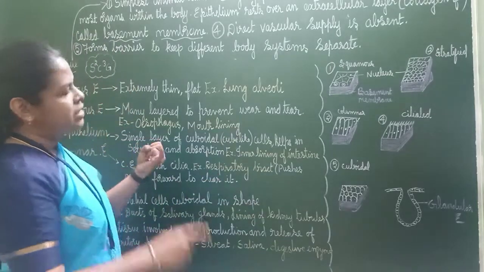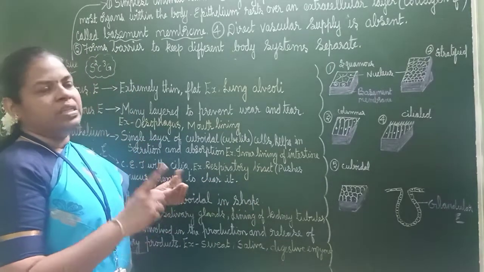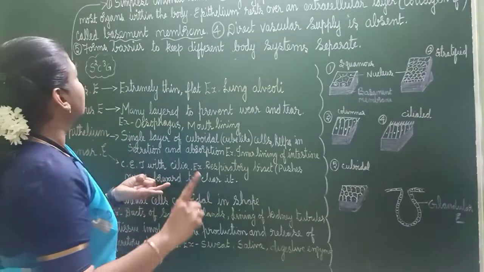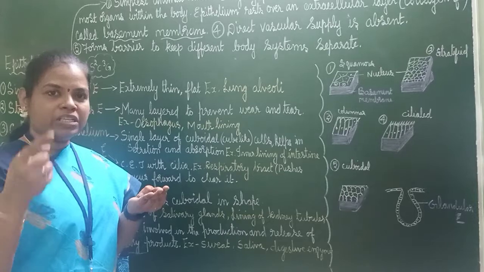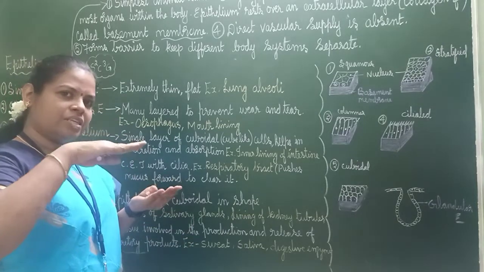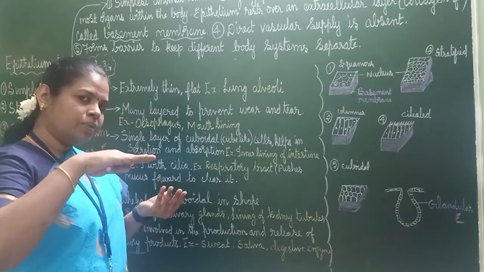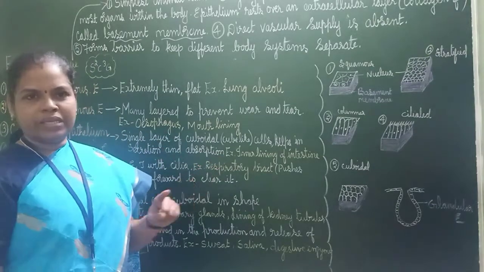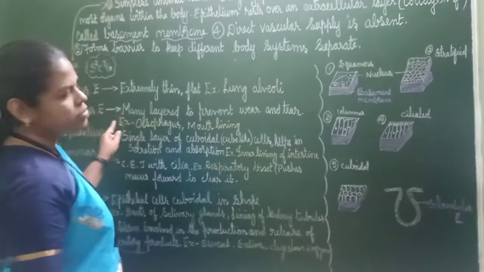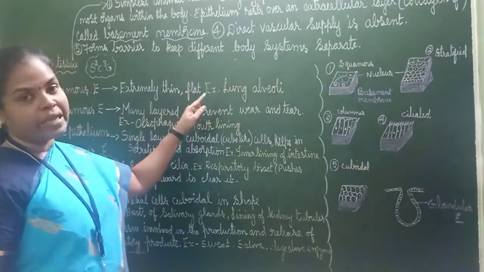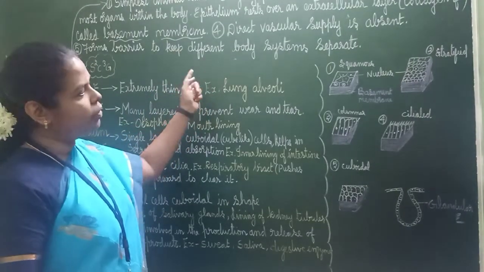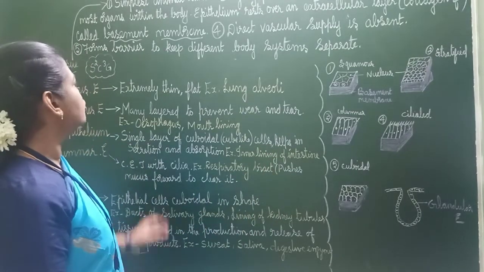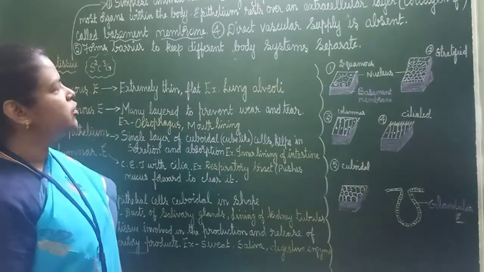So we have seen the simplest animal tissue. They are tightly packed, with no intercellular spaces. It covers most of the organs within the body and it rests on which membrane? The basement membrane. Direct vascular supply is absent and it forms a barrier to keep different body parts separate. So these are the five important points we can study.